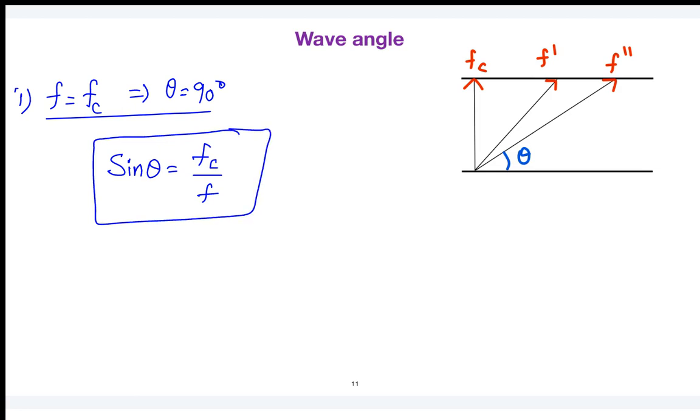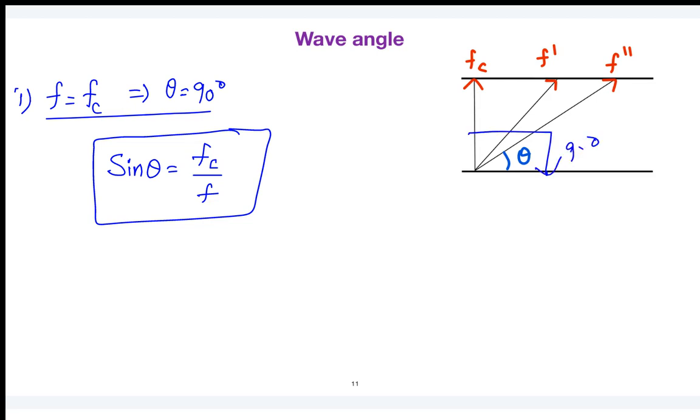So what does that mean? If your frequency is the same as the cutoff frequency, you can see that theta will be 90 degrees. How will that theta value be measured here? It is the angle made by the wave with respect to the axis of the waveguide. So when the frequency is the same as the cutoff frequency, with respect to the axis there is a 90 degree angle.